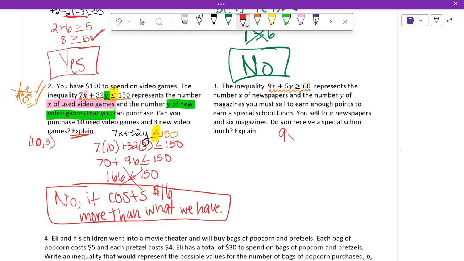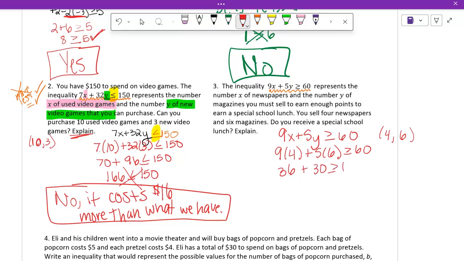Explain. So 9x plus 5y is greater than or equal to 60. They told me I sell 4 newspapers, which is X, and 6 magazines. So 9 times 4 plus 5 times 6 is greater than or equal to 60. So 36 plus 30 is greater than or equal to 60. Is 66 greater than or equal to 60? Yes. So yes. Explain. I have enough points.